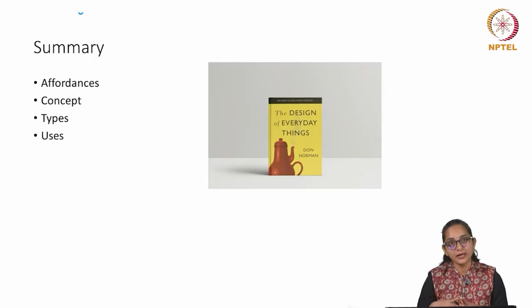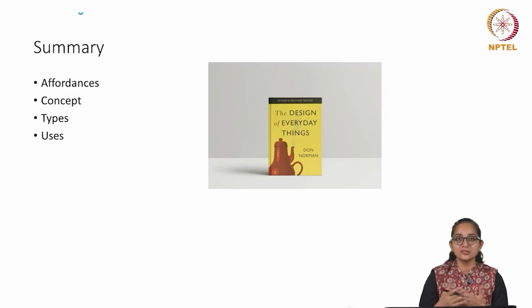To know more and understand the various aspects, and how our day-to-day objects or technologies have used affordances in order to make our lives so simple and easy, you can go through this book, The Design of Everyday Things by Don Norman. It is a very interesting read. I really recommend this book.